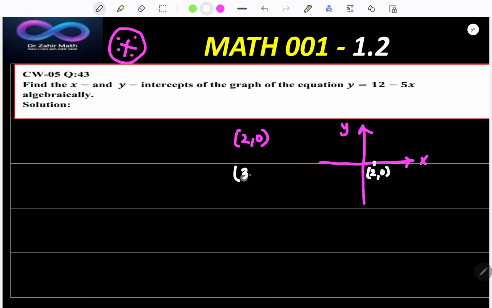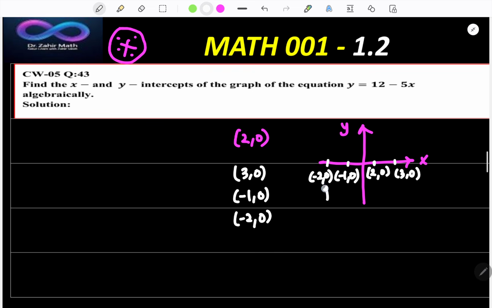Suppose I say plot (3, 0): x is equal to 3 and y is 0. Suppose I say (-1, 0), you put it here. Suppose I say (-2, 0), you put it here. Clear? Look everywhere here: y is 0, y is 0, y is 0, y is 0. Can you see that? Therefore, the equation of the x-axis is y equal to 0. Keep it in your mind.